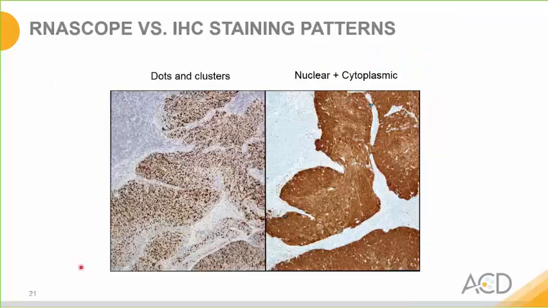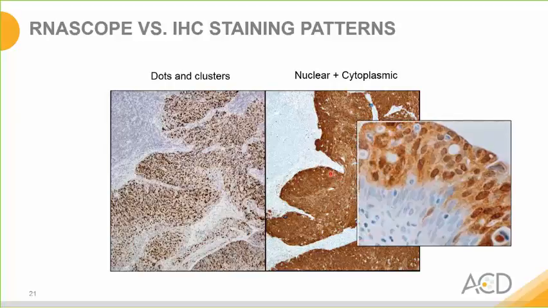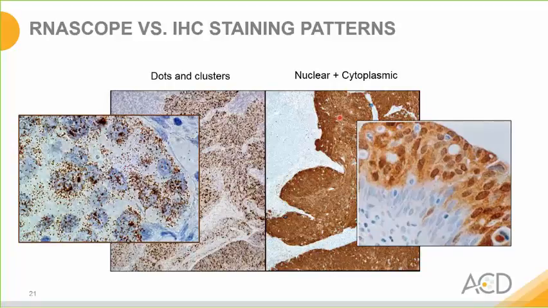In comparison to the diffuse staining pattern of most immunohistochemistry assays, such as this example of a P16 stain on the right, RNAscope assays show dots and clusters in nuclear and cytoplasmic compartments. So again, in the immunohistochemistry assay, you can see diffuse staining of the protein in both the cytoplasmic as well as the nuclear compartments, whereas in the RNAscope assay, you can visualize both dots and clusters overlying the nucleus as well as surrounding the nucleus in the cytoplasmic compartment.